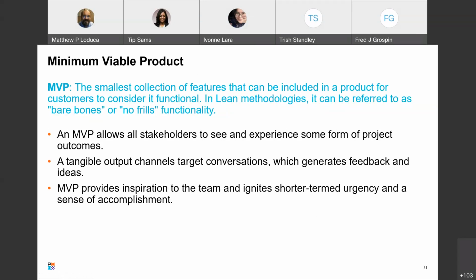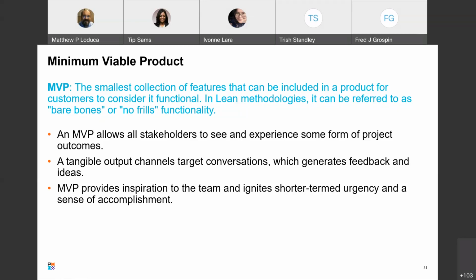I mean, if the customer can put all their information in the system, but then they can't actually order anything, well, that might not make that a minimal value. You might need that feature where they can actually order stuff. You got to talk with the business to find out what it is that they consider that minimal viable product. And MVP allows all stakeholders to see and experience some form of the project outcomes. A tangible output channel targets conversations which generate feedback and ideas.